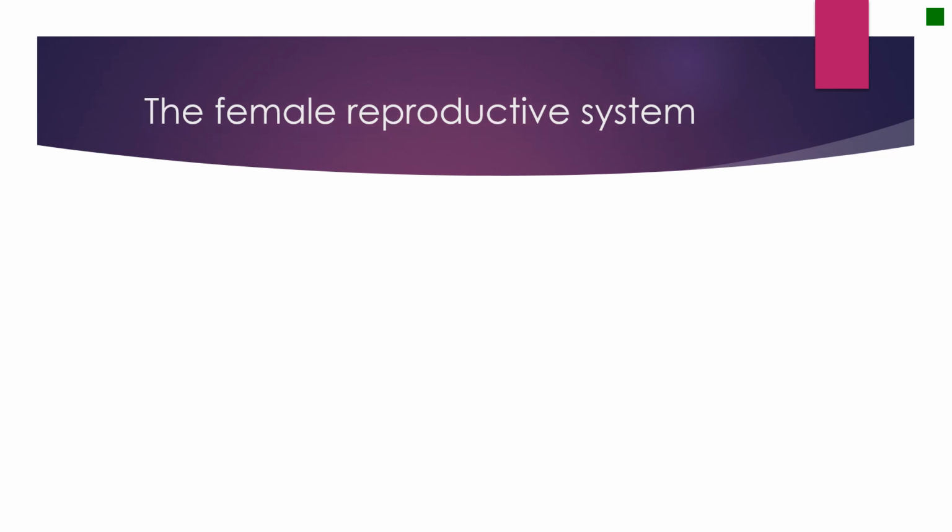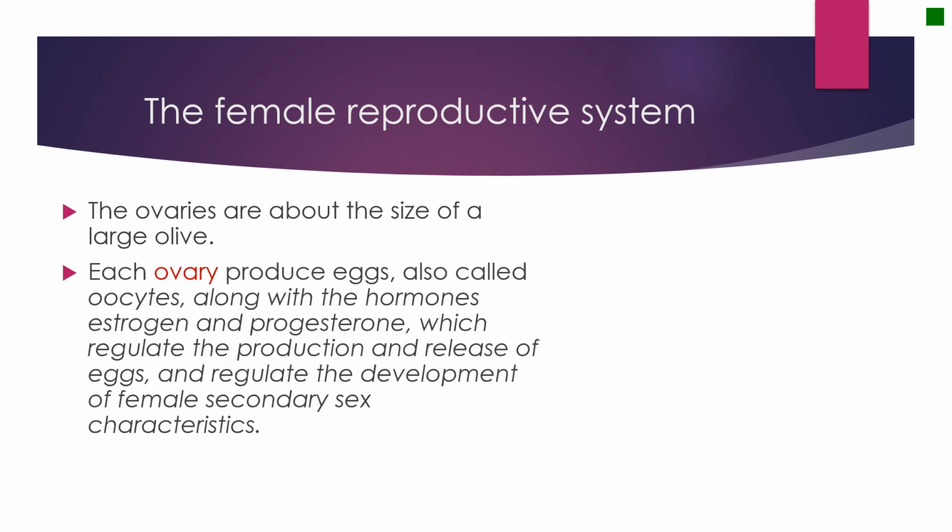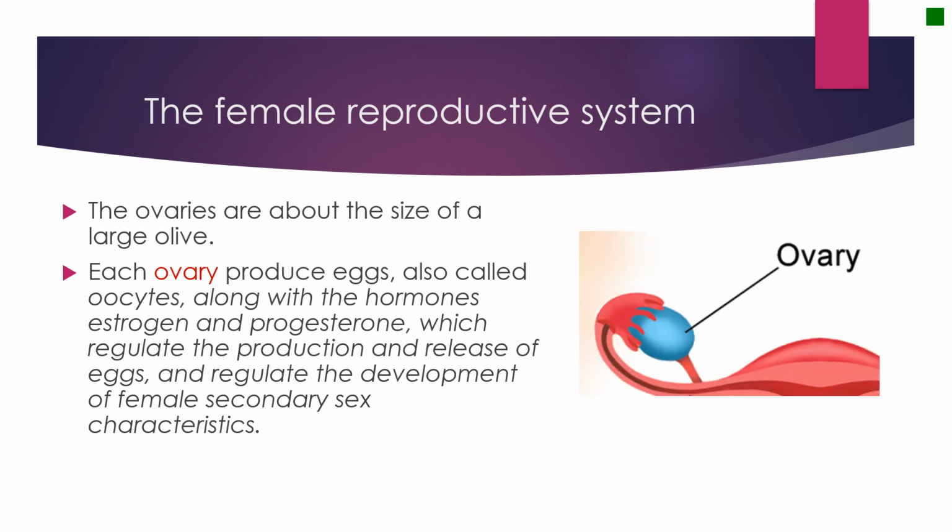As far as functional units go, the ovaries are about the size of a large olive, and each ovary produces eggs, also called oocytes, along with the hormones estrogen and progesterone. And for those of you that didn't know this, it also produces testosterone in small amounts. The estrogen and progesterone regulate the production and release of the eggs, and regulate the development of female secondary sex characteristics as well. Basically, the ovaries are your functional units for the female reproductive system. And I think there's your ovary, and this is your little fallopian tube.